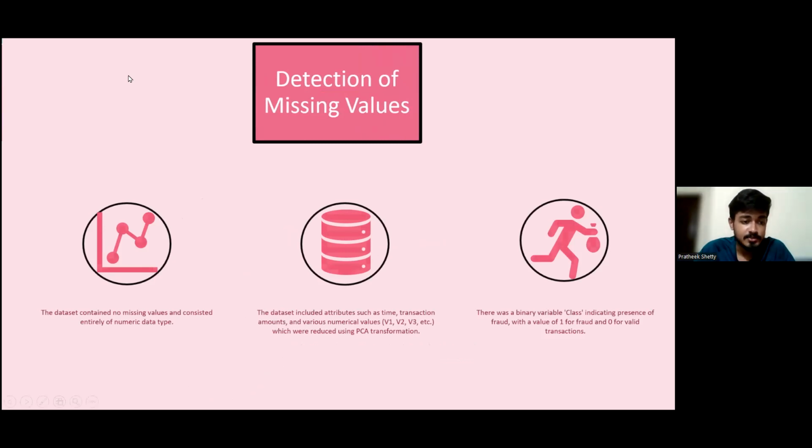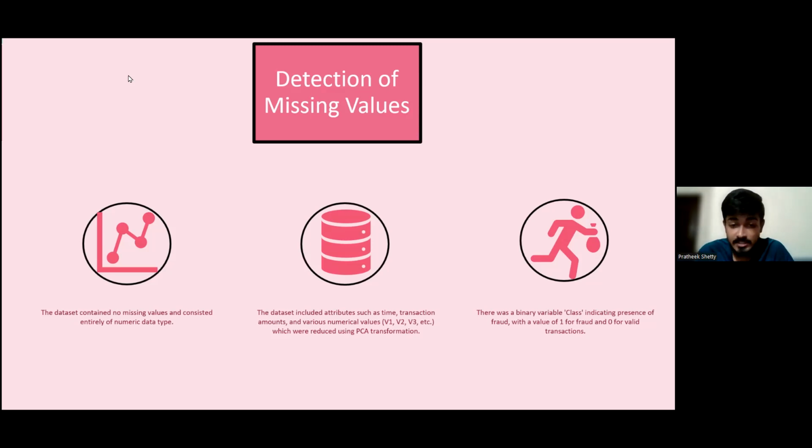Detection of missing values. Here I tried to find missing values and tried to find out the different data types used in this data set. This data set did not really have any missing values and consisted entirely of numerical data type. 30 columns were of float type and one column was of a binary integer type.